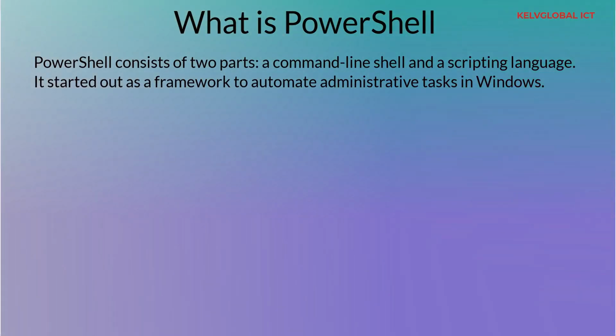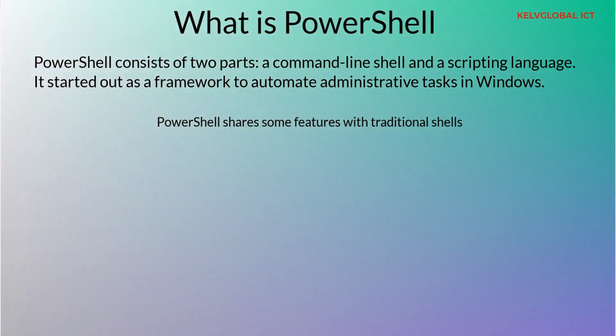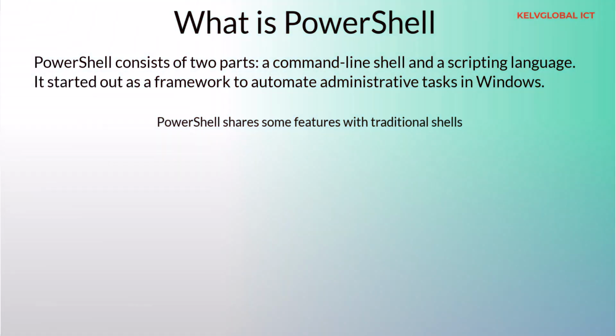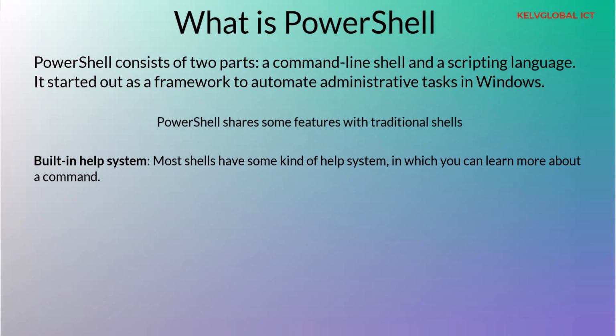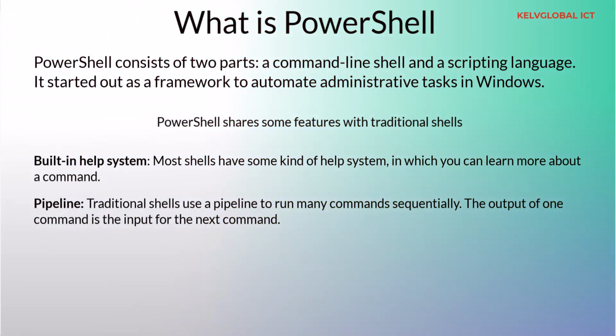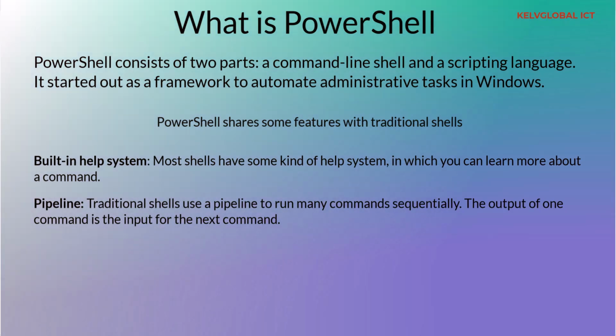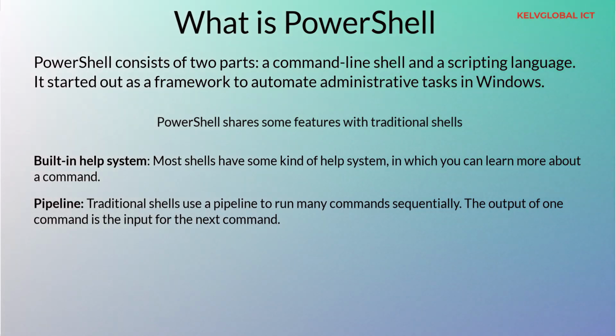PowerShell shares some features with traditional shells. For example, we have the built-in help system. Most shells have some kind of help system in which you can learn more about a command, for example, what the command does and what parameters it supports. We also have the pipeline. Traditional shells use a pipeline to run many commands sequentially, where the output of one command is the input for the next command. PowerShell implements this concept like traditional shells, but it differs because it operates on objects over text.